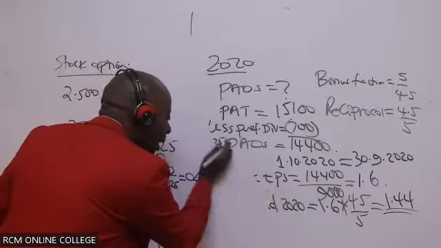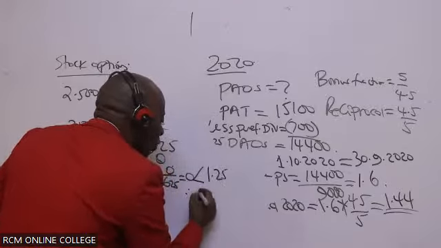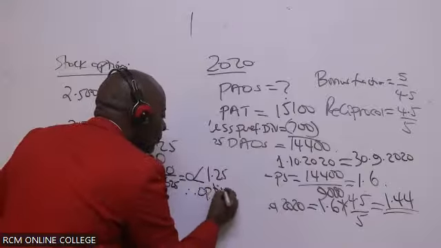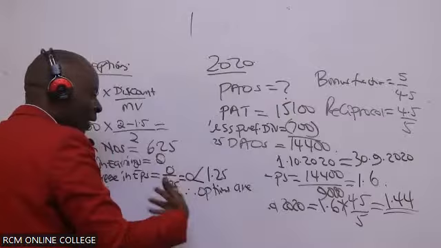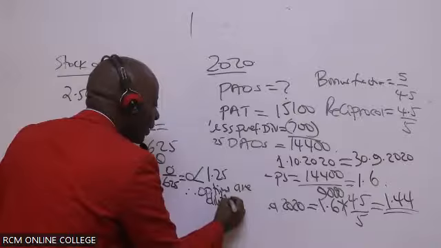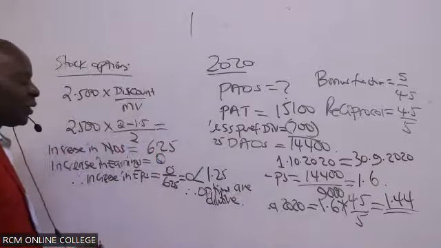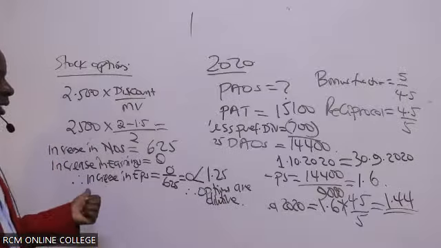This is less than 1.25. Therefore, options are dilutive. I've been able to do my calculations. Options are dilutive here. When it's less, they're dilutive.